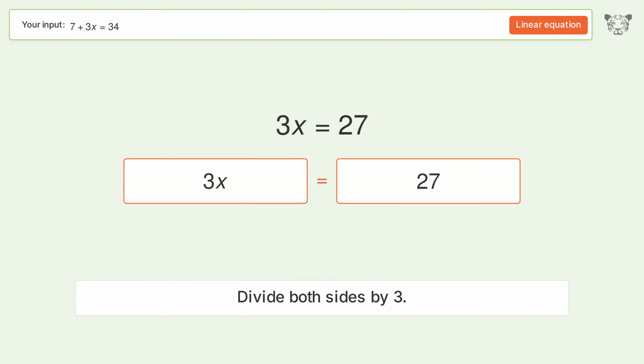The variable coefficient is 3. Divide both sides by 3 to leave the variable alone.